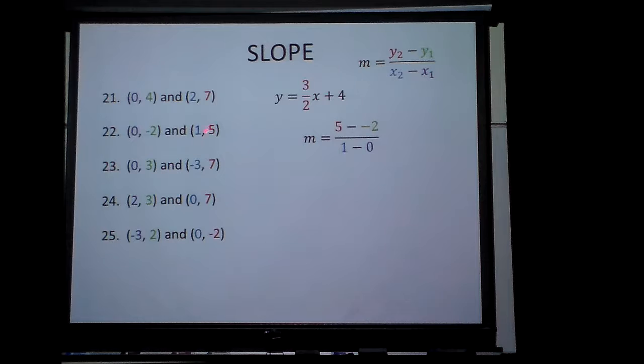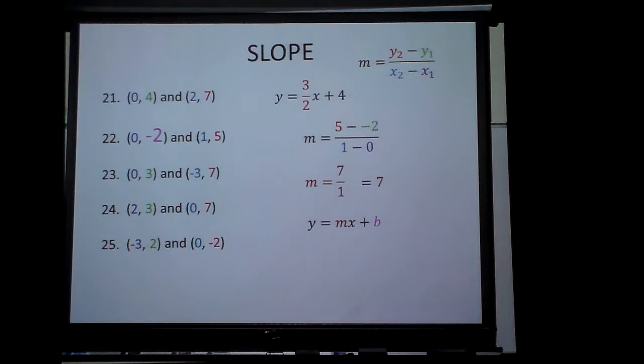That's right. So take the 5 minus the negative 2 and 1 minus 0. 5 minus negative 2 is 7. 1 minus 0 is 1. So I have 7 over 1. So the equation will be what? Y equals mx plus b. So it's going to be y equals 7x. And I'm going to put that 2 right there. So y equals 7x minus 2. There you go.